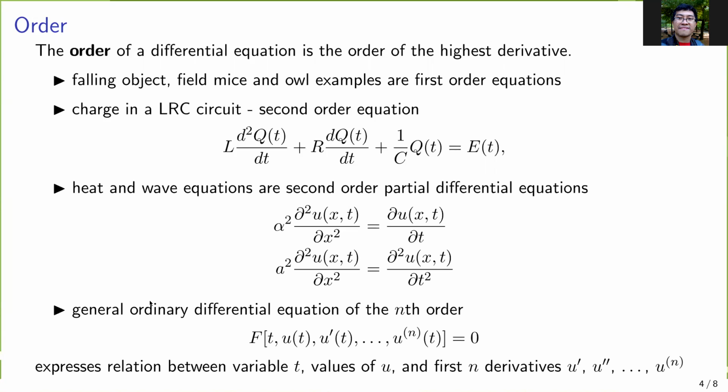So in general, we can write an ordinary differential equation of nth order as this equation. This equation expresses the relation between the variable t, which is our independent variable, u, and the first n derivatives: u prime, the first derivative, the second derivative of u, and so on, up to the nth derivative.